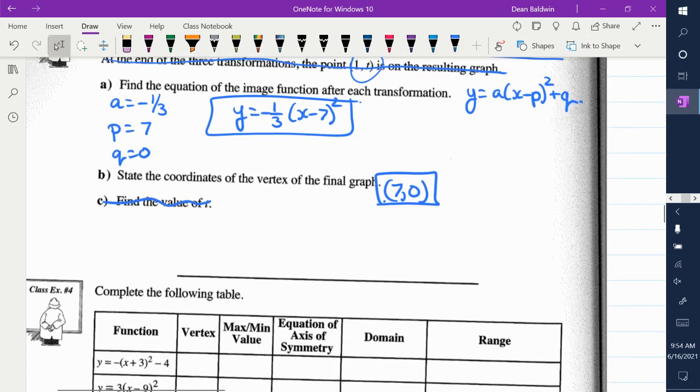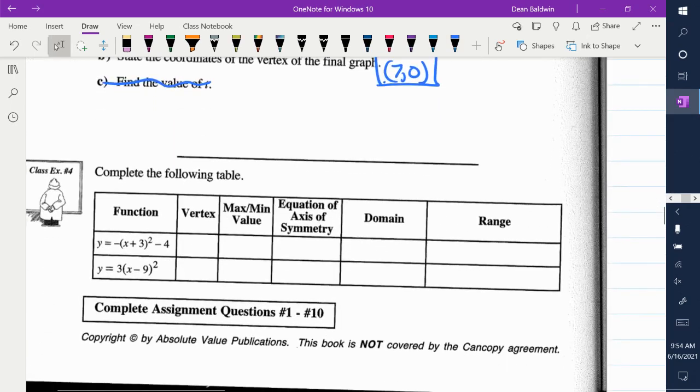Okay, let's do this table and then we'll move on to another lesson. Okay. We're going to complete this table. So here's our function. Negative x plus 3 all squared minus 4. What's the vertex? Because the vertex is always PQ. Is it going to be a max or a min? Well, what does this negative mean? It's flipped. It's opening down, right?